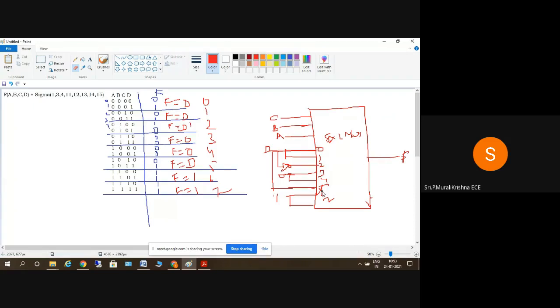Yeah. So now what you have to do is design a circuit. I'll give a problem. It will be the same case here. Design a full subtractor using multiplexer. So take down this problem. Design a full subtractor using multiplexer.